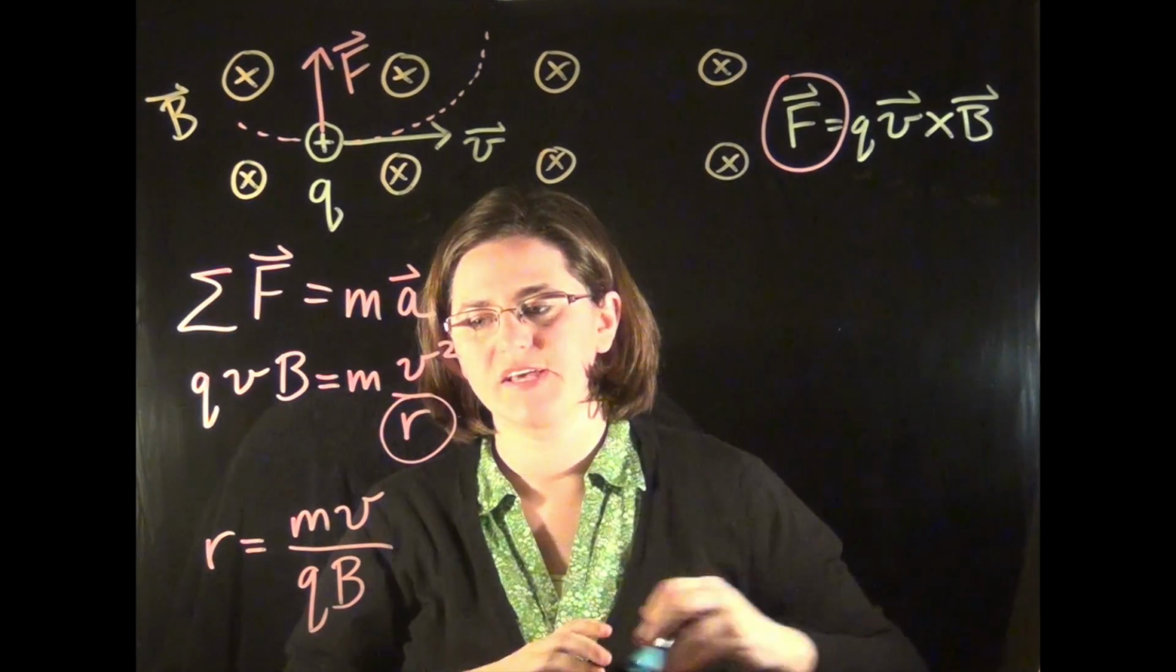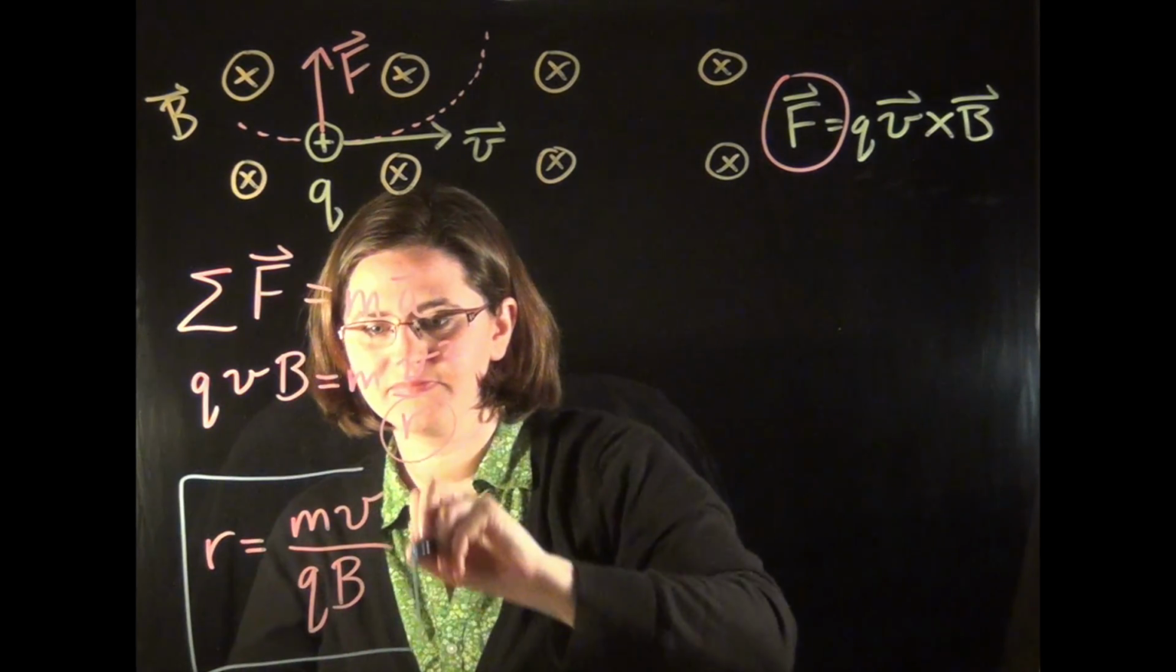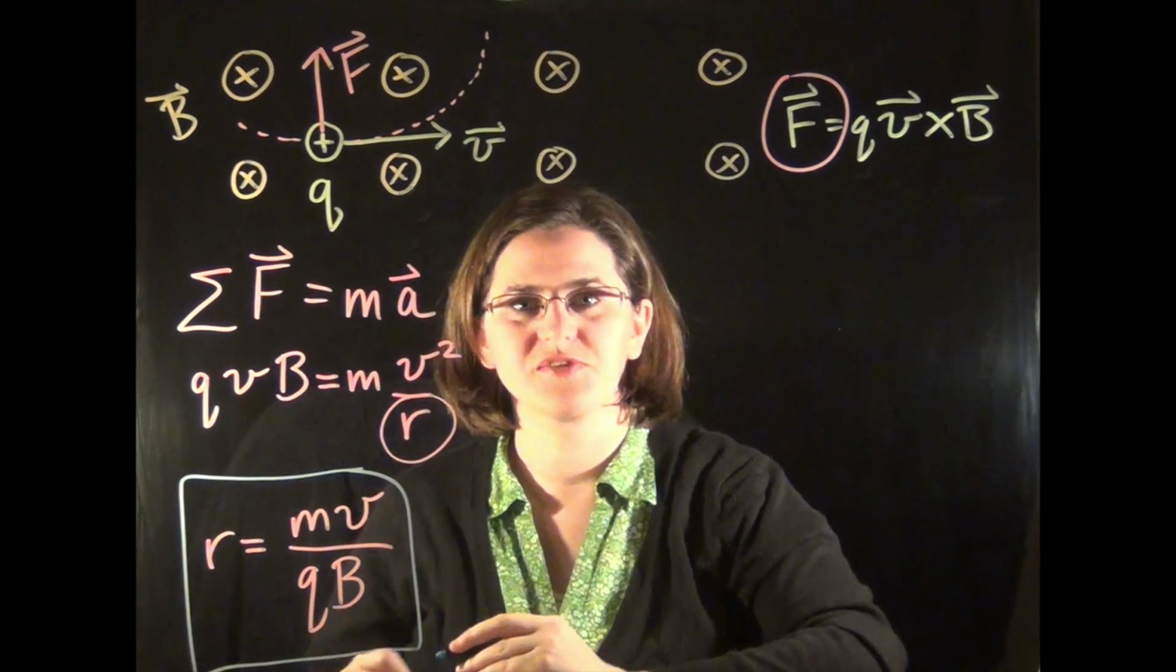So that's the radius in cyclotron motion, and that's the movement of charged particles through a magnetic field.